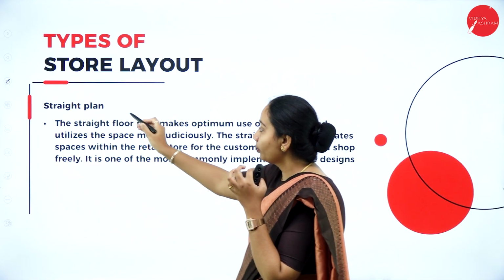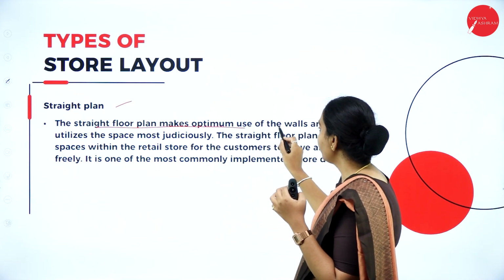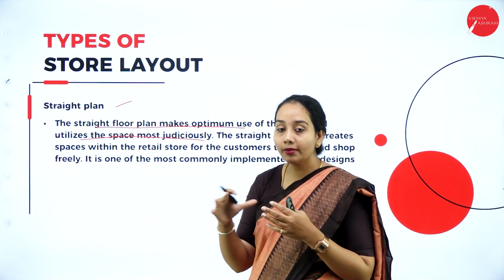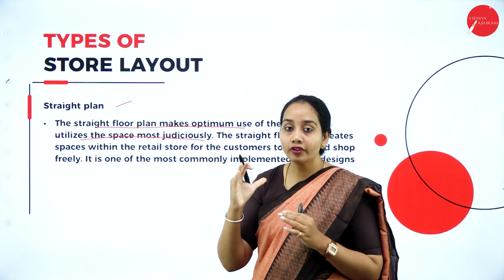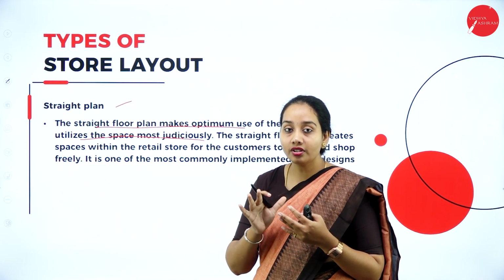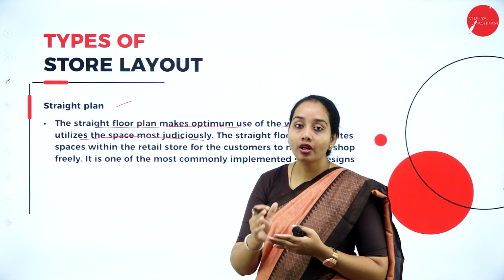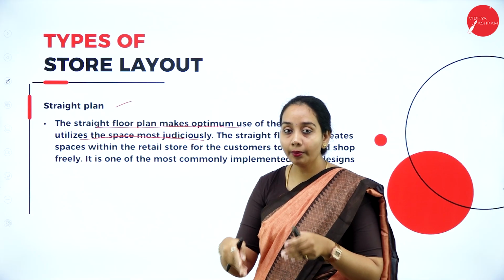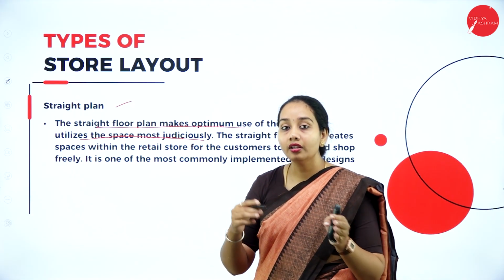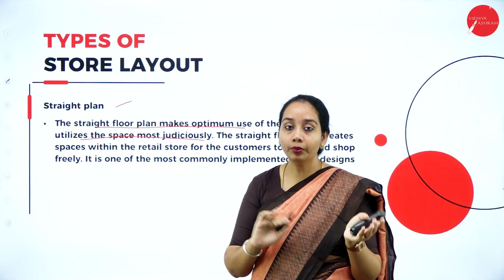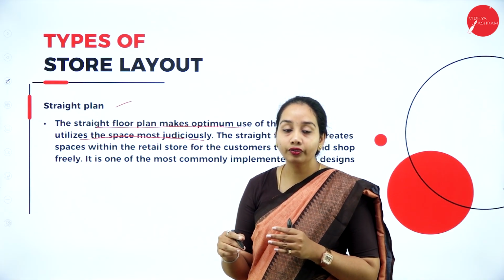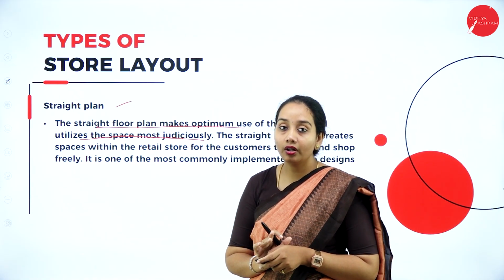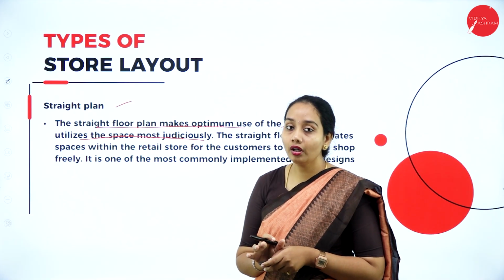So first is about the straight plan method. The straight plan floor method makes optimum use of the walls and utilizes space most judiciously. From the name itself, we can tell it is a straight plan method. Say for example, if you enter into a grocery store, the walls of the grocery store are being optimally utilized, so that the center part of the layout is free, and the consumer can see to their left and right what kind of goods are there, and can easily pick the goods. Such a layout is called the straight plan method. So examples are your grocery stores.